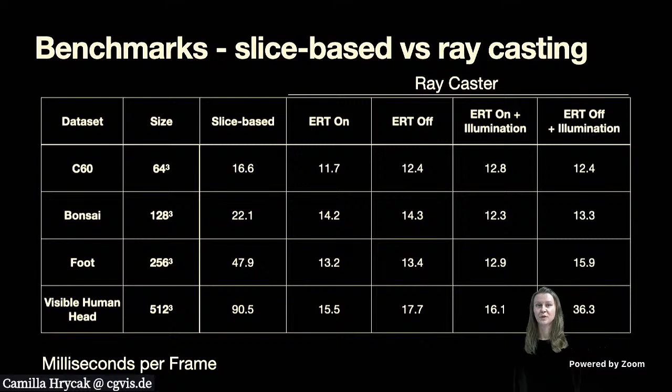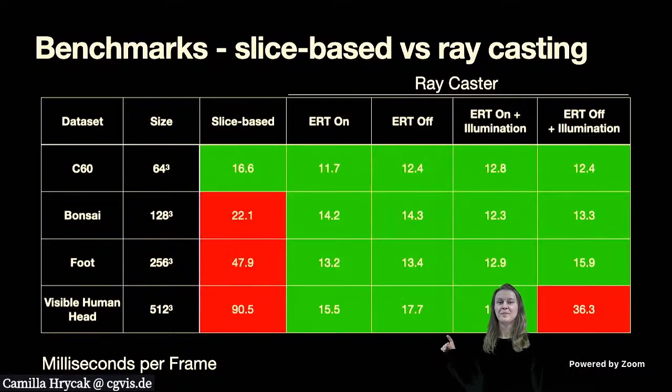The slice-based volume rendering performs well with very small data sets, as can be seen in the top left corner. Beyond that, the performance drops significantly. For the raycaster-based volume rendering, we investigated the various settings. So we checked out the standard settings, which means that the early ray termination is on and we have illumination. And for these settings, it performed comparably well for all the data set sizes that we investigated.